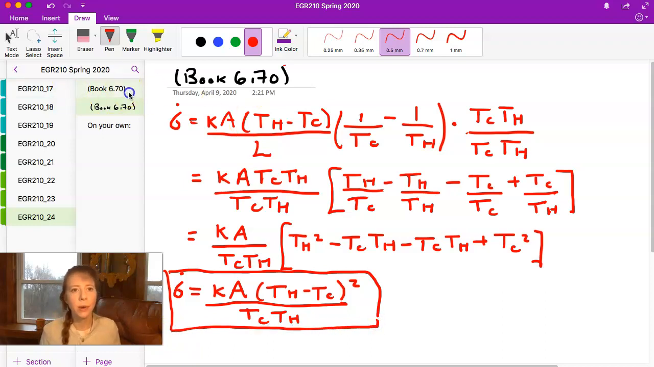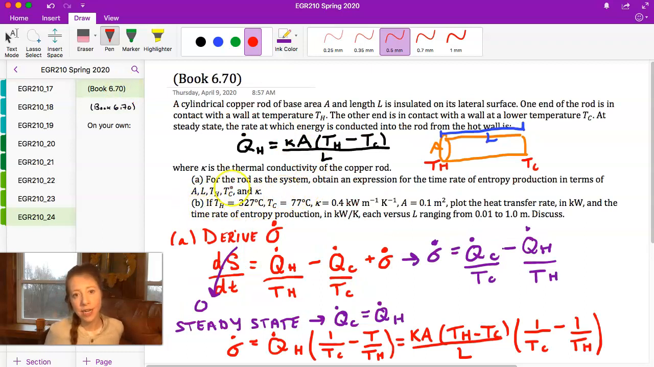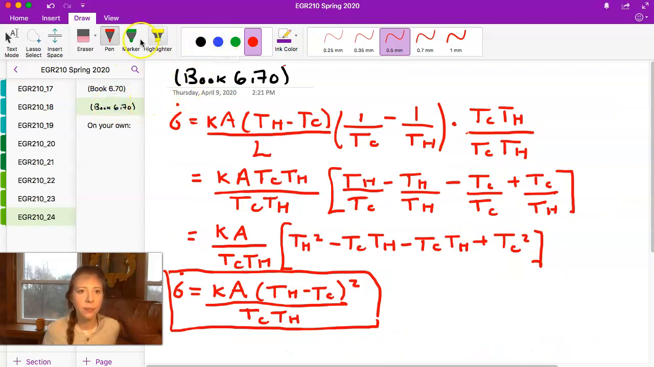And so for the next part, we need, if TH is 327 degrees Celsius, TC is 77 degrees Celsius, kappa is 0.4 kilowatts per meter per Kelvin, area is 0.1 meters squared, then plot the heat transfer rate in kilowatts and the time rate of entropy production in kilowatts per Kelvin, each versus L ranging from 0.01 to 1 meter. Discuss. So let us just go through this last part.